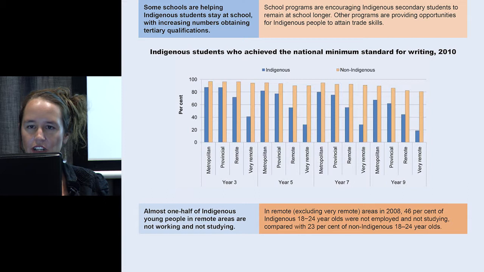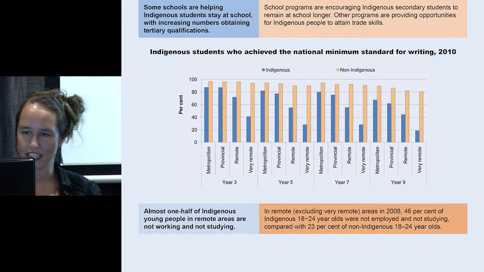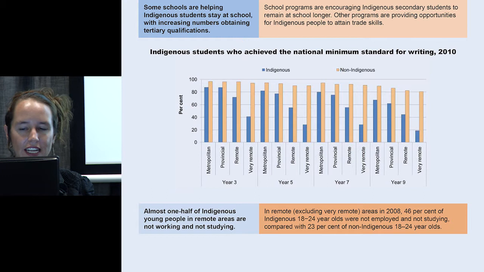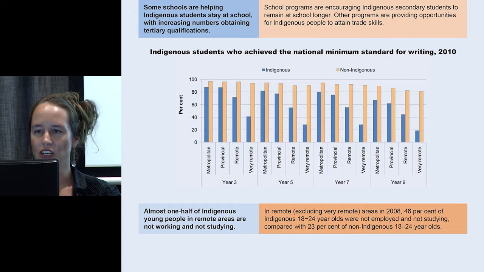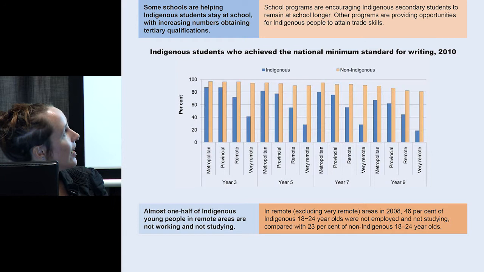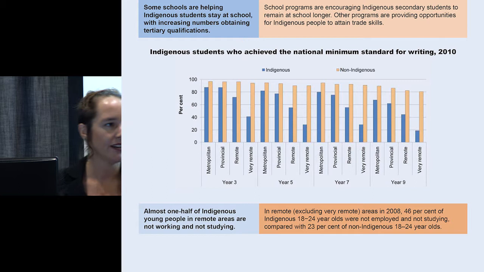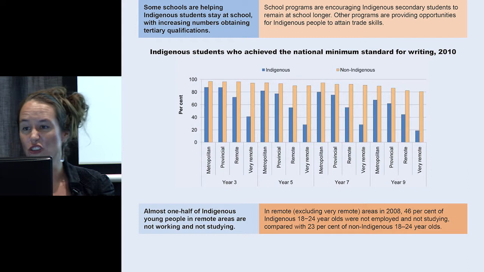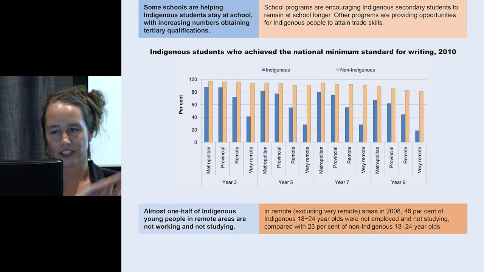Indigenous students who achieved the national minimum standards for writing in 2010, you can see in this graph, covers Year 3, Year 5, Year 7, and Year 9, and in each of those year brackets it shows metropolitan, provincial, remote, and very remote. You can see the national minimum standards for non-Indigenous, the orange columns, remain quite high regardless of where they live. It fluctuates a little bit, but it remains between 80 and 100%. Whereas the blue bars for the Indigenous students decrease dramatically as they get more remote.